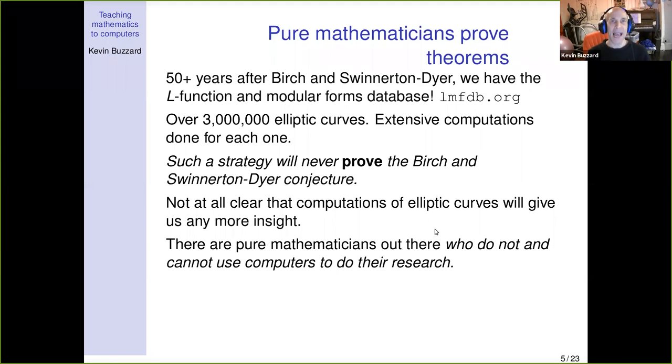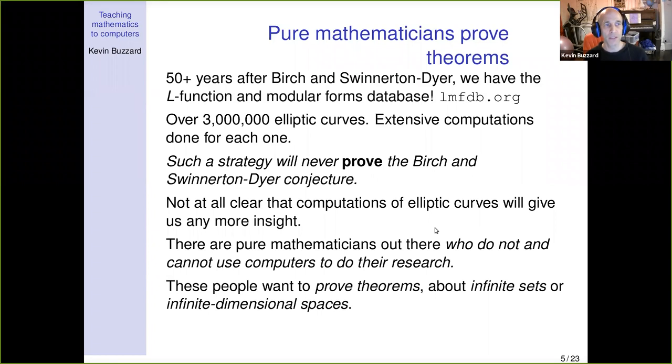Why? I mean, how can that be true? How can a mathematician not be able to use a computer to do their research? Because they're proving theorems about infinite sets, right? They want to prove theorems about all elliptic curves or all prime numbers. Or they're proving theorems about infinite dimensional spaces. They're proving theorems about things that computers cannot model, or traditional computers being used as computing machines.